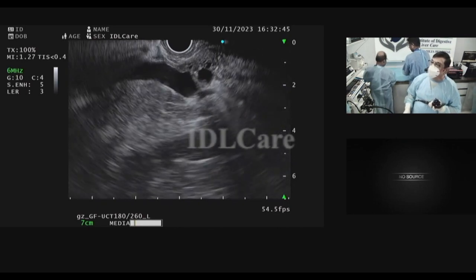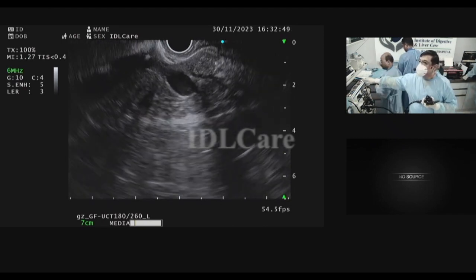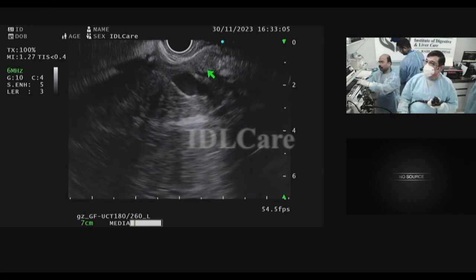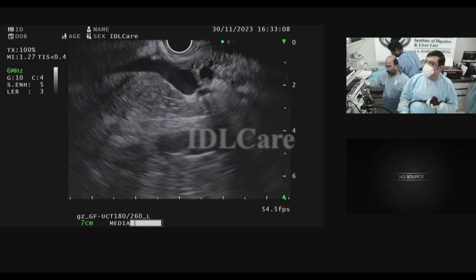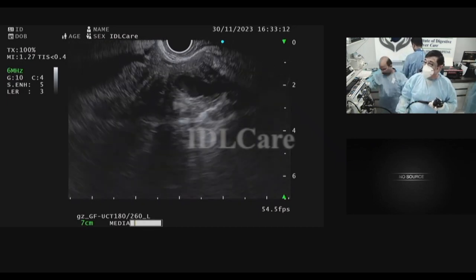You see the head of the pancreas very beautifully seen now. So I'll just show you. This is the superior mesenteric vein. This is the head of the pancreas. Nice echo texture. This is the neck region, pancreatic duct here. So you can look at the head beautifully from the stomach.